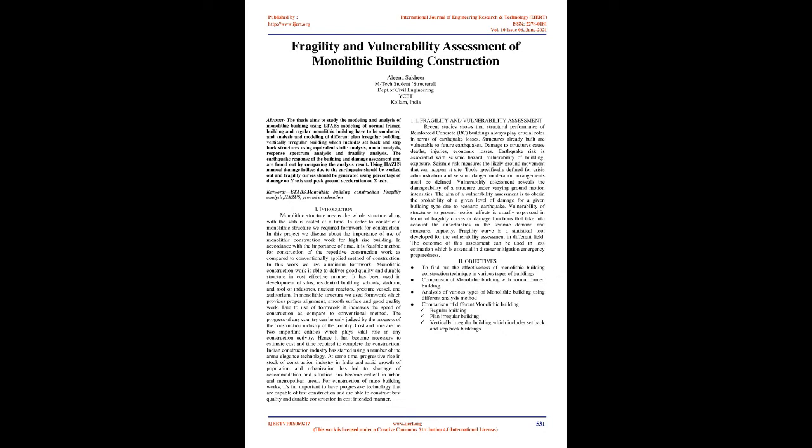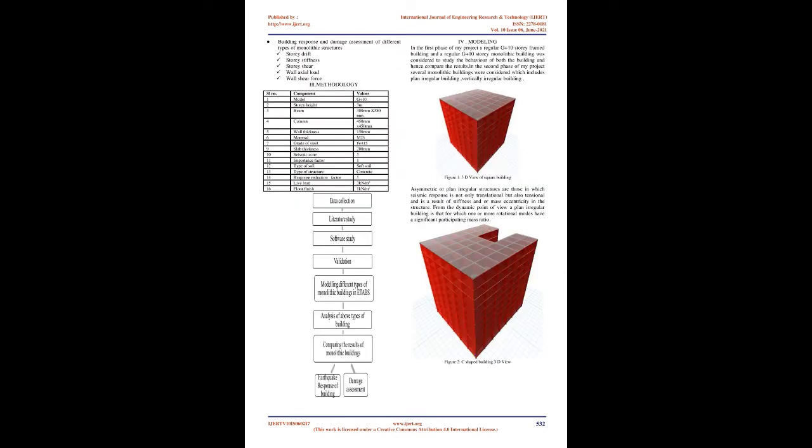Two objectives: to find out the effectiveness of monolithic building construction technique in various types of buildings; comparison of monolithic building with normal framed building; analysis of various types of monolithic building using different analysis methods; comparison of different monolithic buildings: regular building, plan irregular building, and vertically irregular building which includes setback and step-back buildings.